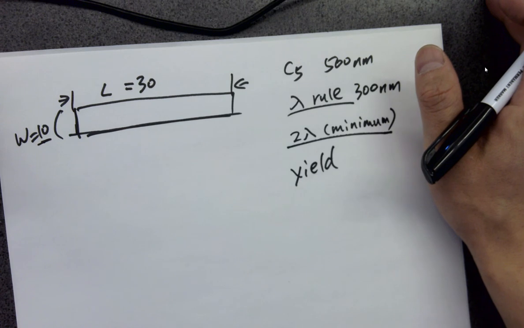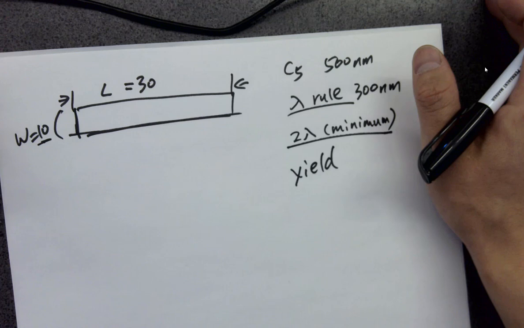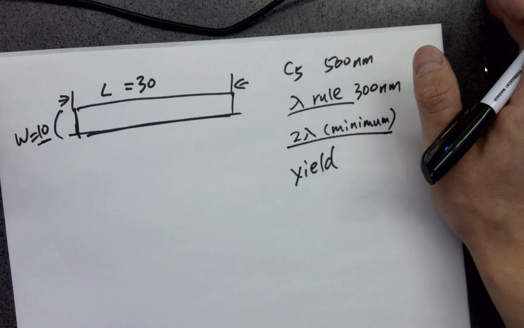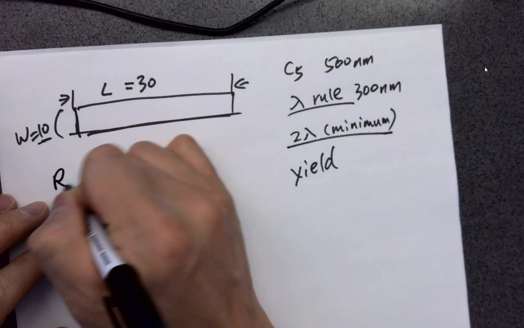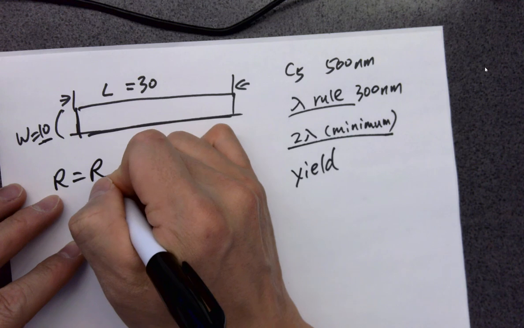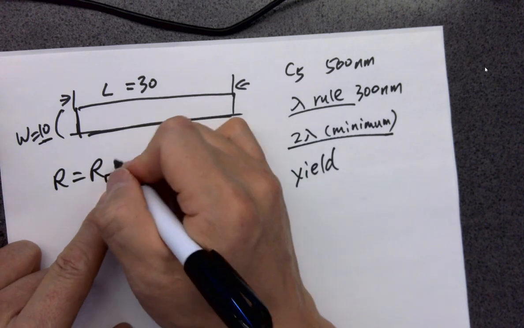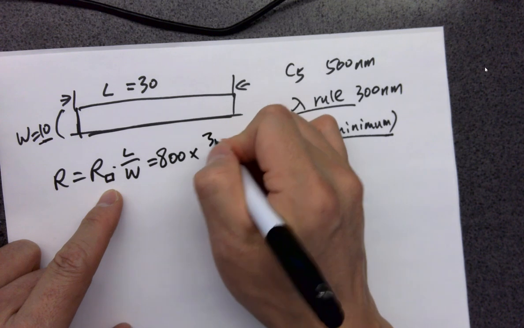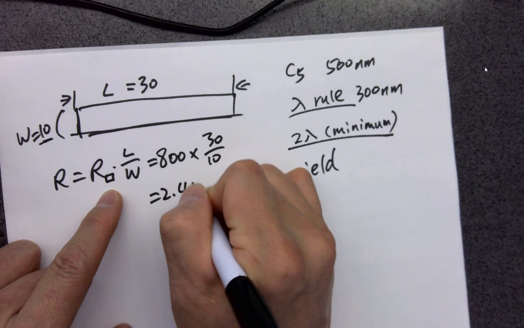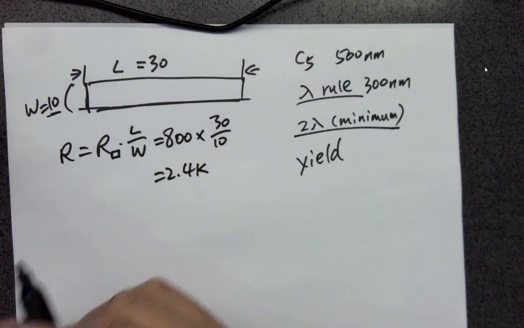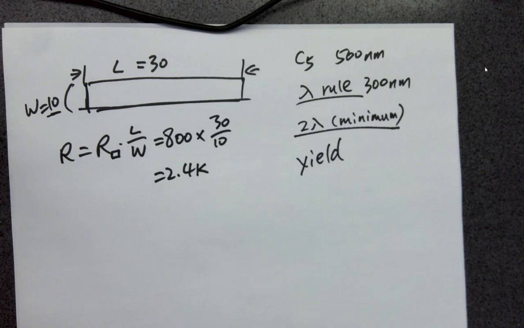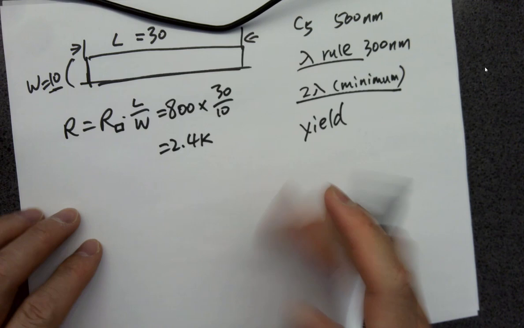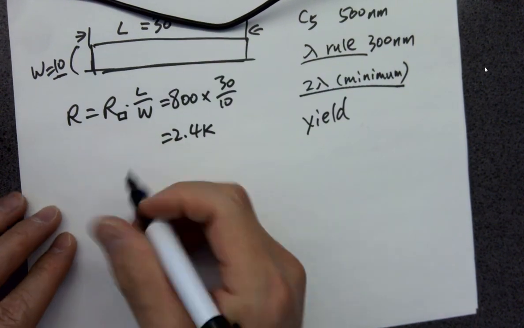What's the resistance? 2.4K. Sheet resistance R square times L over W, which is 800 ohms, times 30 over 10, which is 2.4K ohms. Okay. So knowing this will be very beneficial because you'll know that an N-well resistor is causing time delays.